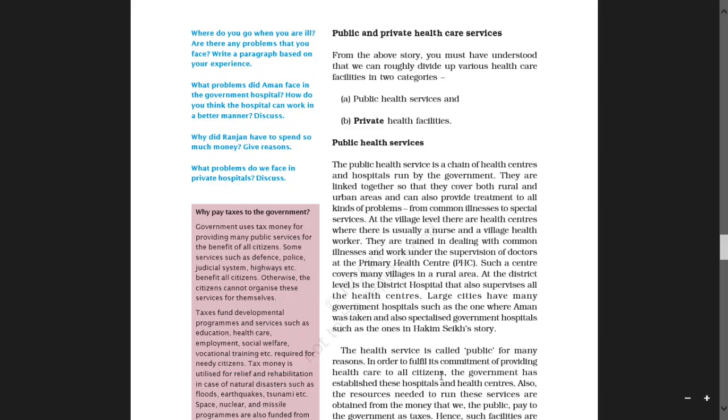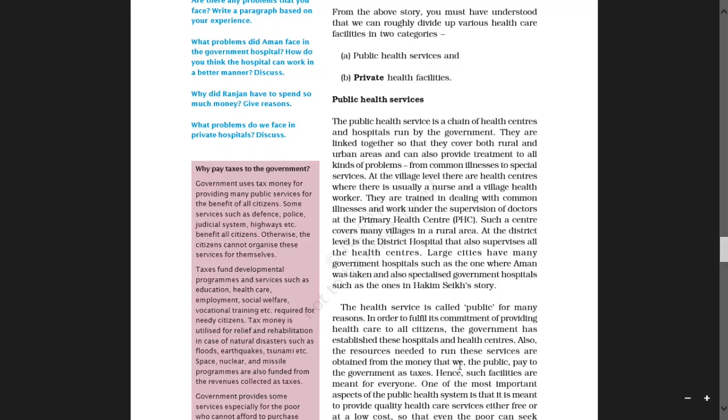the government has established these hospitals and health centers. Also, the resources needed to run these services are obtained from money that we, the public, pay to the government as taxes.